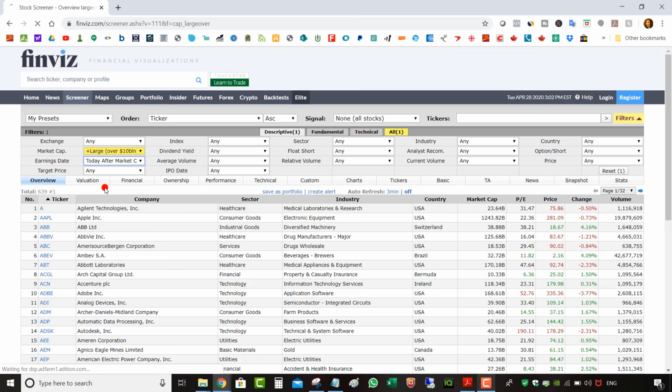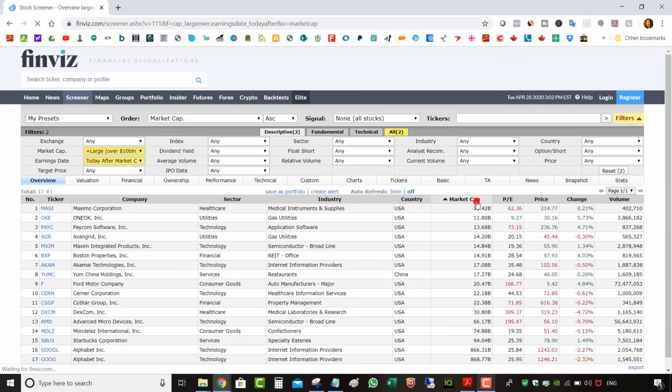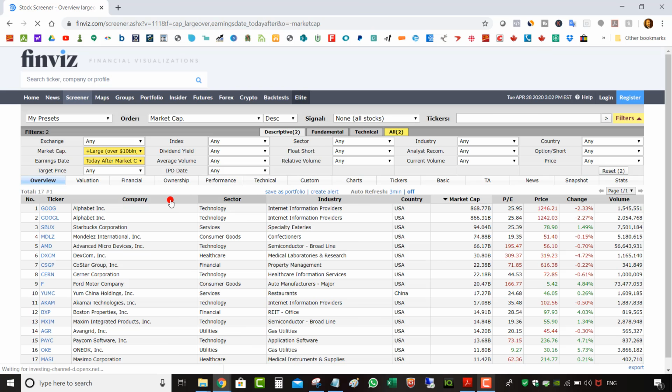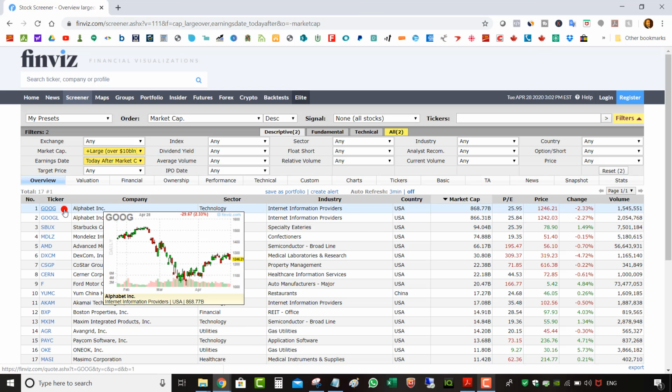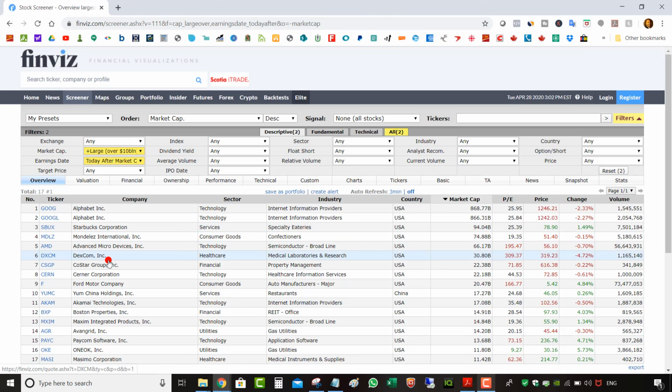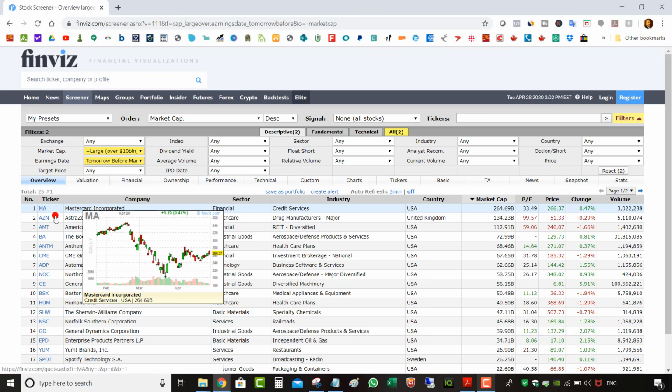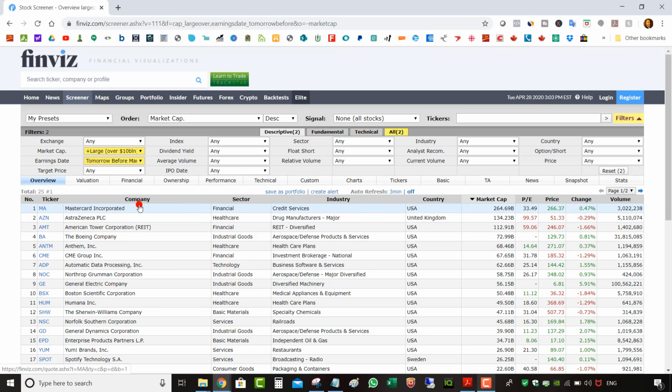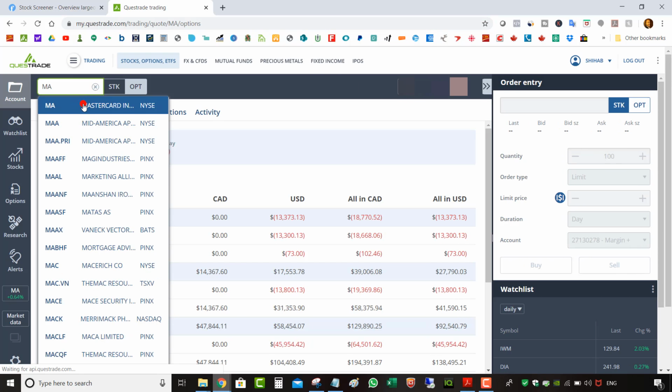So today after market close, I'm gonna sort by market cap, highest to smallest, and I see that we have Google, Starbucks, Ford, but I want to do MasterCard, so I'm just going to look at tomorrow before market open, and there you go, there's MasterCard. So it's got earnings tomorrow before the market opens. So here's what I'm going to do. I'm going to log into my Questrade account first. I'm going to look up MasterCard.